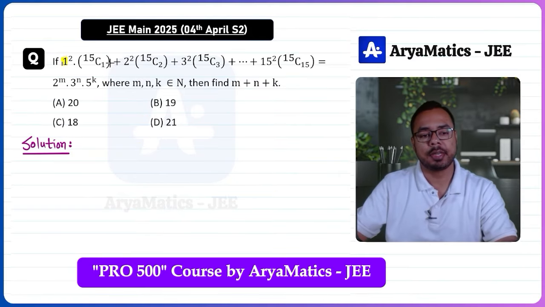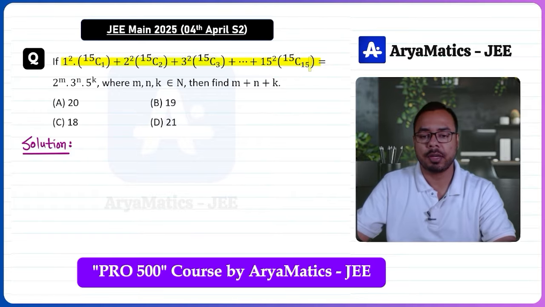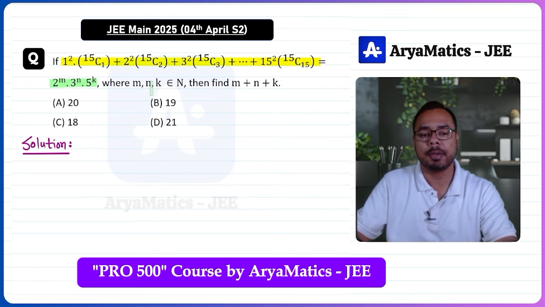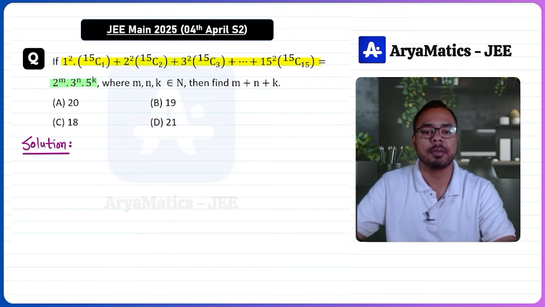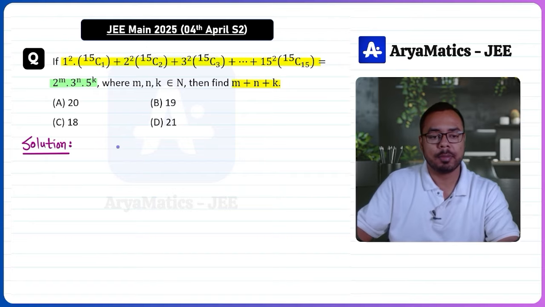If the sum of this series, 1 square into 15C1 plus 2 square into 15C2 and so on up to 15 square into 15C15, is 2 raised to m, 3 raised to n, and then 5 raised to k, where m, n and k, these three are natural numbers, then we have to find the value of m plus n plus k. Now, there are multiple ways of solving such type of problems. Before we attempt this problem, there is one important formula that you should know.